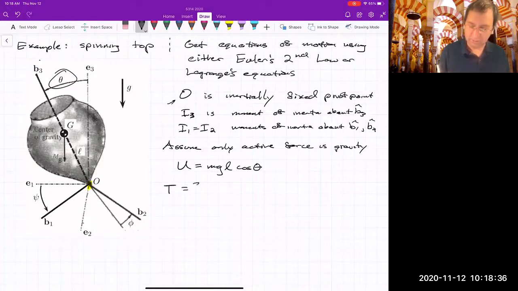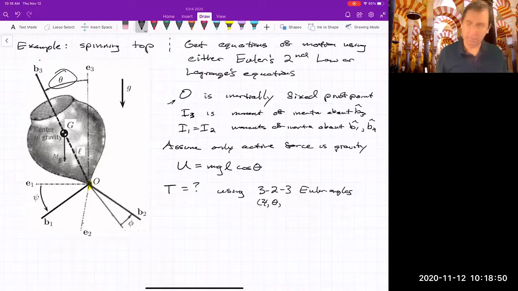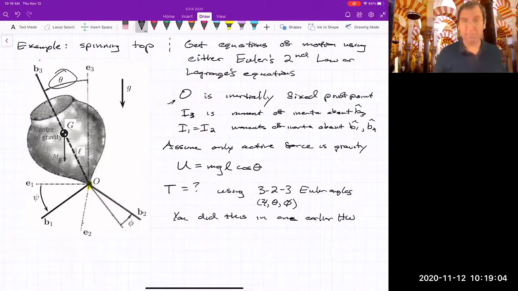What about the kinetic energy? Well, you're told to use the 3-2-3 Euler angles. But you actually already did that in an earlier homework. That's part of why you're asked to do it. In fact, it was given in the problem statement. You should get a kinetic energy that looks like this. So you've already got that. You might be wondering, how can I use that? What you did previously was for like a box or a cylinder or something in space. There was no fixed point, but that's okay.